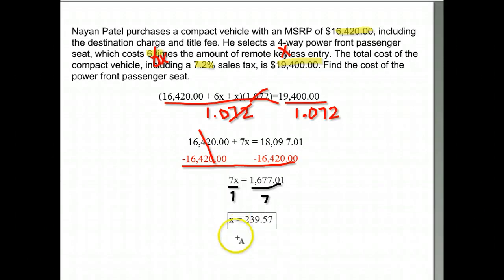Okay, but we're not done, because if we go back up and look at what X meant, X was our keyless entry, and they want the cost of the front passenger seat. Okay, so which was 6 times the amount of the keyless entry. So now we go back and all we have to do is take our X times 6.